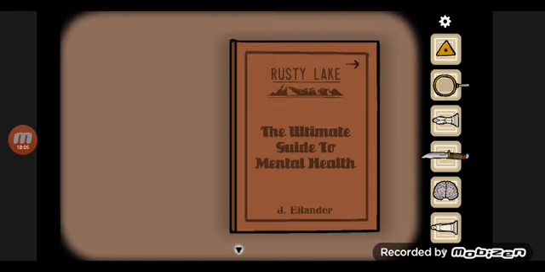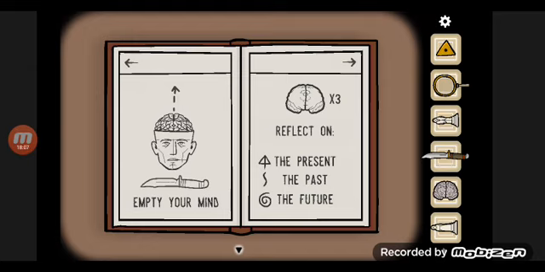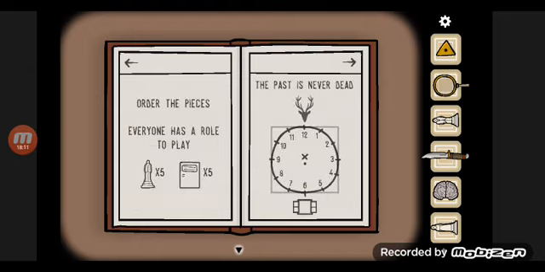And open and add a guide on one of the pages. We pay attention to the drawing where the head of a deer is placed at 12 o'clock, and the window at 6 o'clock. The past is never dead.